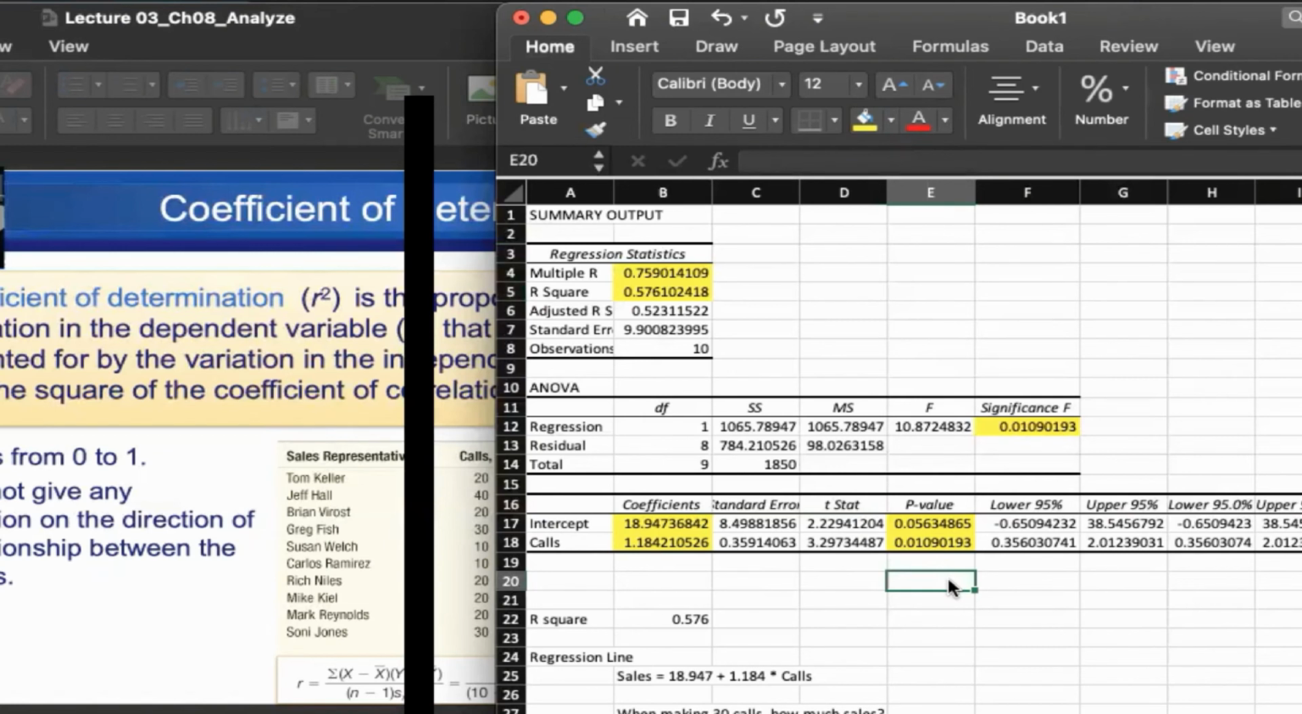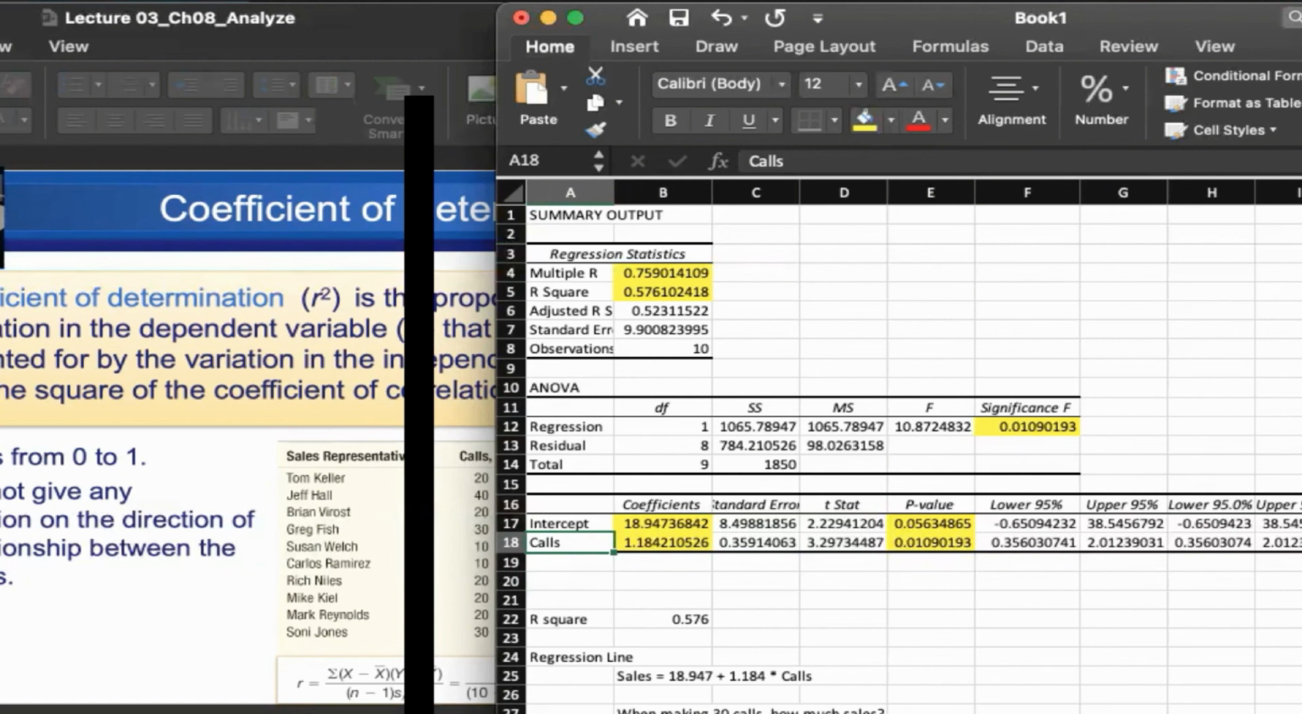I would say the intercept is not as important as the factor that we are looking at. We are looking at the number of calls. That's the interest that we have, right? We want to know whether the number of calls you are making is impactful for your sales. That's what we are looking at. And the intercept is something that you don't have to pay much attention to in linear regression.